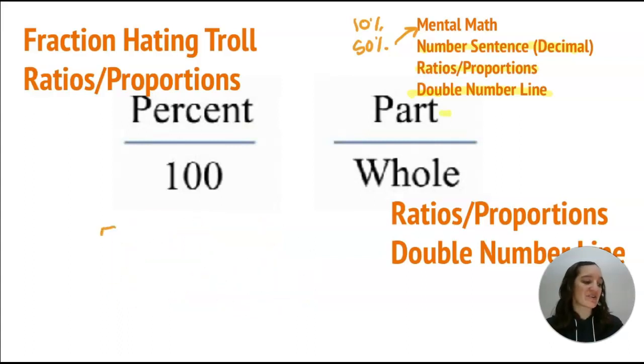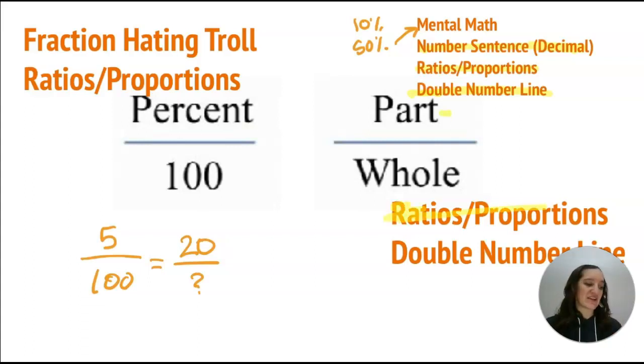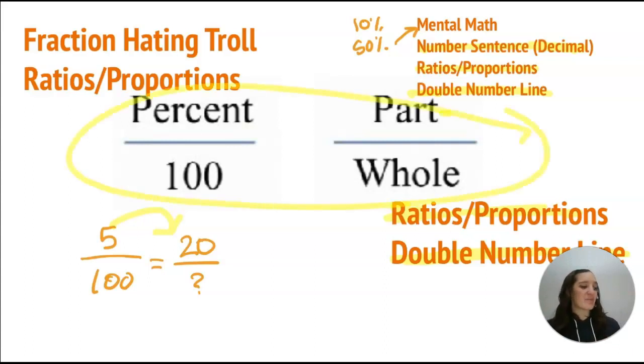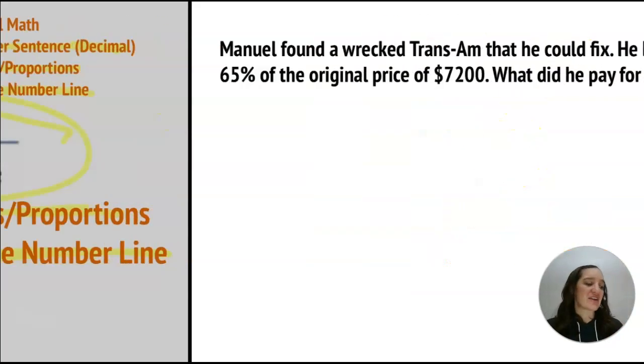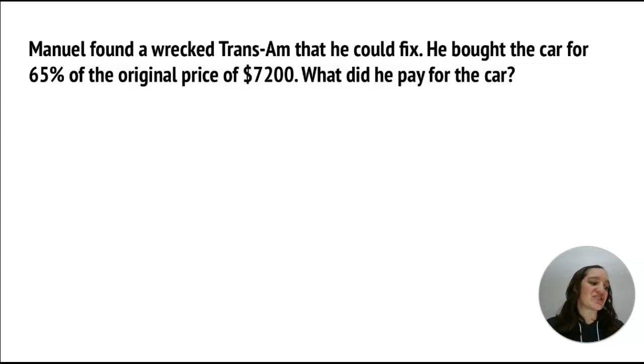Now, if we know the percent and we know the part, but we're looking for the whole, then we only have two strategies. We could definitely solve it the ratio way, or we could set up a double number line and solve it that way, right? So today we're going to set everything up percent over 100, part over whole, and then decide from there what strategy to use. And we may use more than one strategy to check our work, which will be very beneficial. All right, let's go to the first problem.